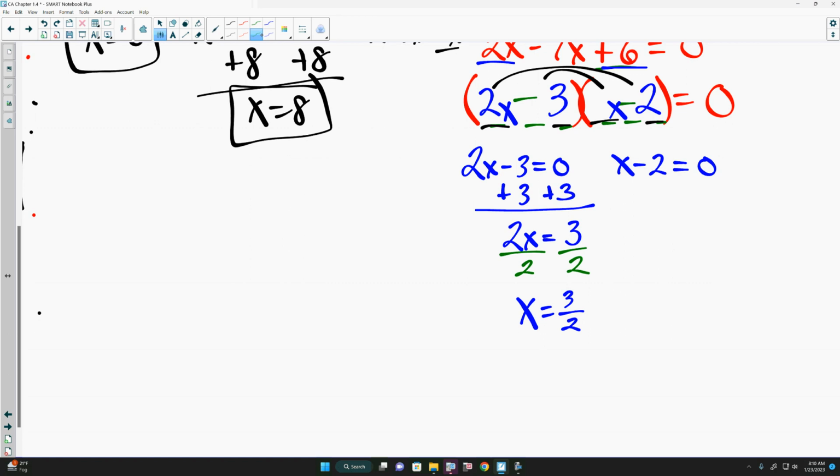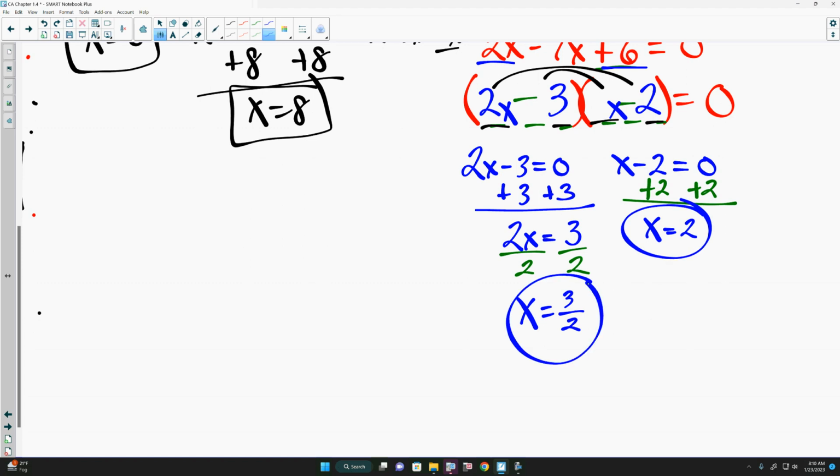On the other side, we can add 2 to both sides, which will tell us x is equal to 2. So these here are our two solutions. Questions on this here?